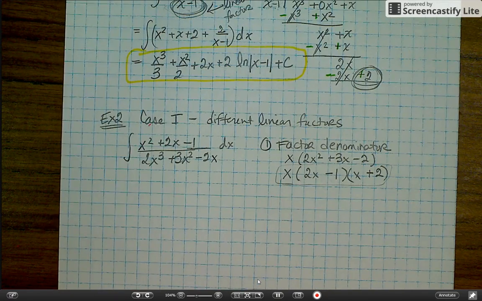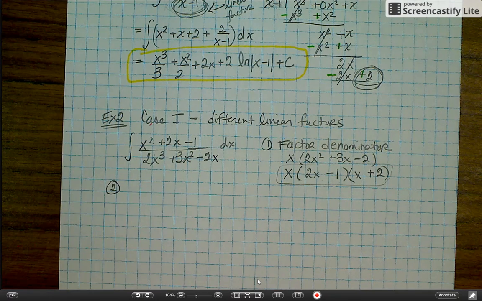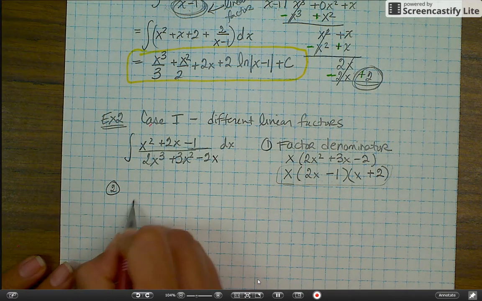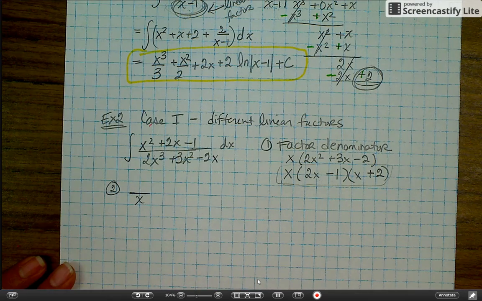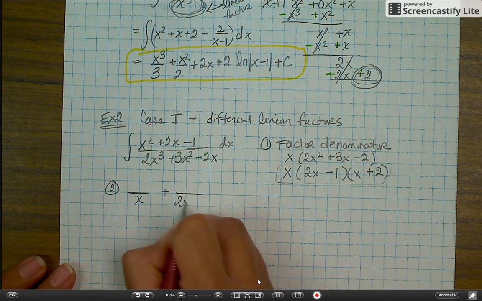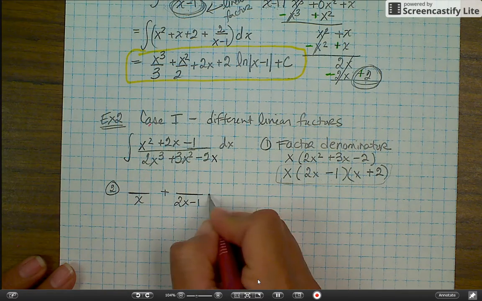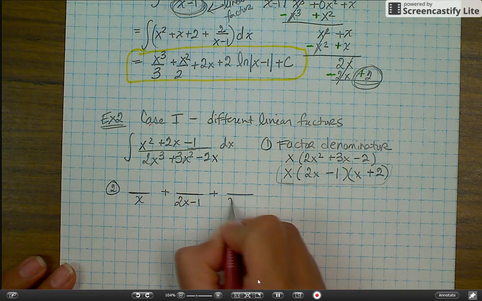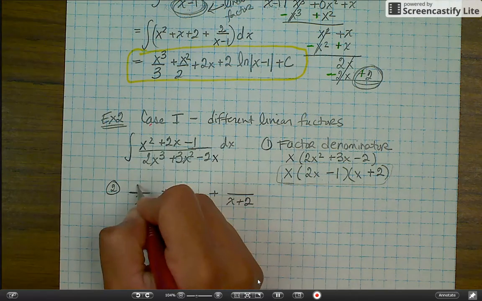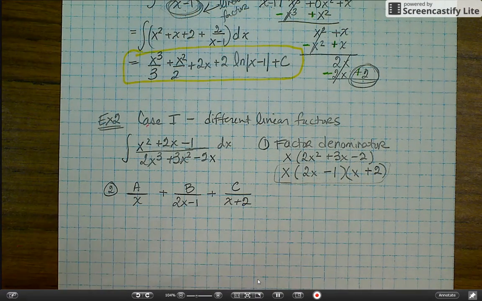So now, step 2 would be now to take each one of these and make a fraction out of them. So I'm going to make one fraction where x is in my denominator. Then I'm going to make another fraction where 2x minus 1 is in my denominator. And I'm going to make another fraction where x plus 2 is in my denominator. Okay? And so now, since each one of these are different, we're going to add an A, a B, and a C, like so.